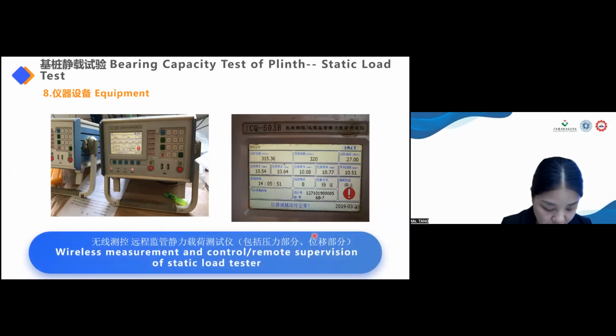The static load tester adopted in Guangxi region shall have functions such as GPS, which can locate and upload test data in real time. The commonly used static load tester is shown in the figure. Look, this is the pressure part. This is the displacement part.